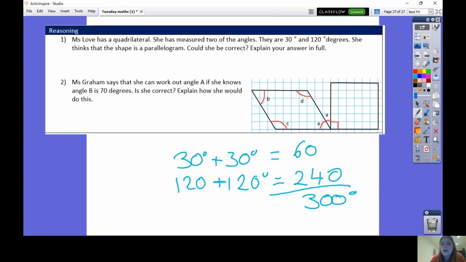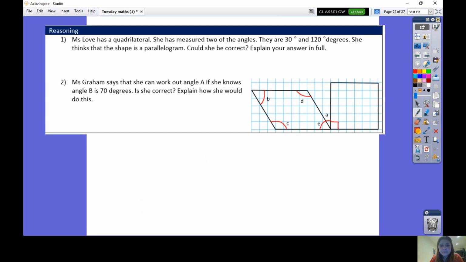Could it be possible a parallelogram has a total of 300 degrees? No, because all quadrilaterals have 360 degrees in their interior angles. Again, this should really be written in a sentence.